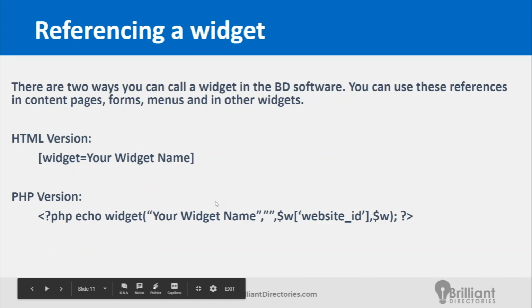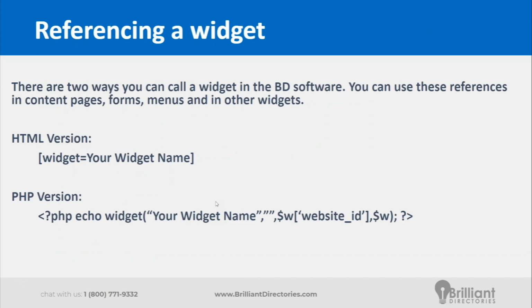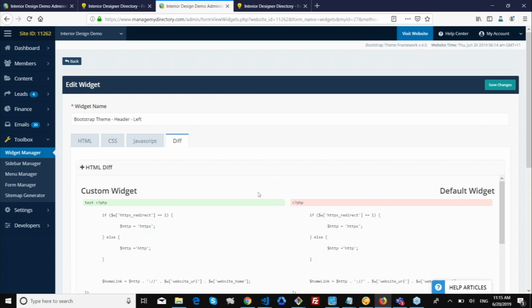So when we're referencing a widget, there's only two ways that you can reference a widget in the Brilliant Directories software, and you can use these references in content pages and forms and menus and in other widgets. So the two ways you can do it is our HTML version, which is really our recommended version because this can be used in more places, or you can use our PHP version, which can only be used in other widgets.